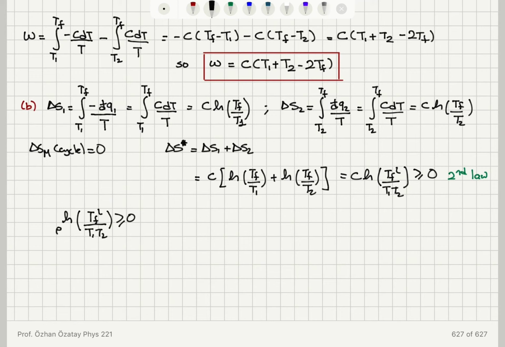So if I take e to the power of both sides, e to 0, this is going to become T final squared divided by T1 T2 must be greater or equal to 1, which means T final must be greater or equal to the square root of T1 T2, the geometric mean of the two temperatures.